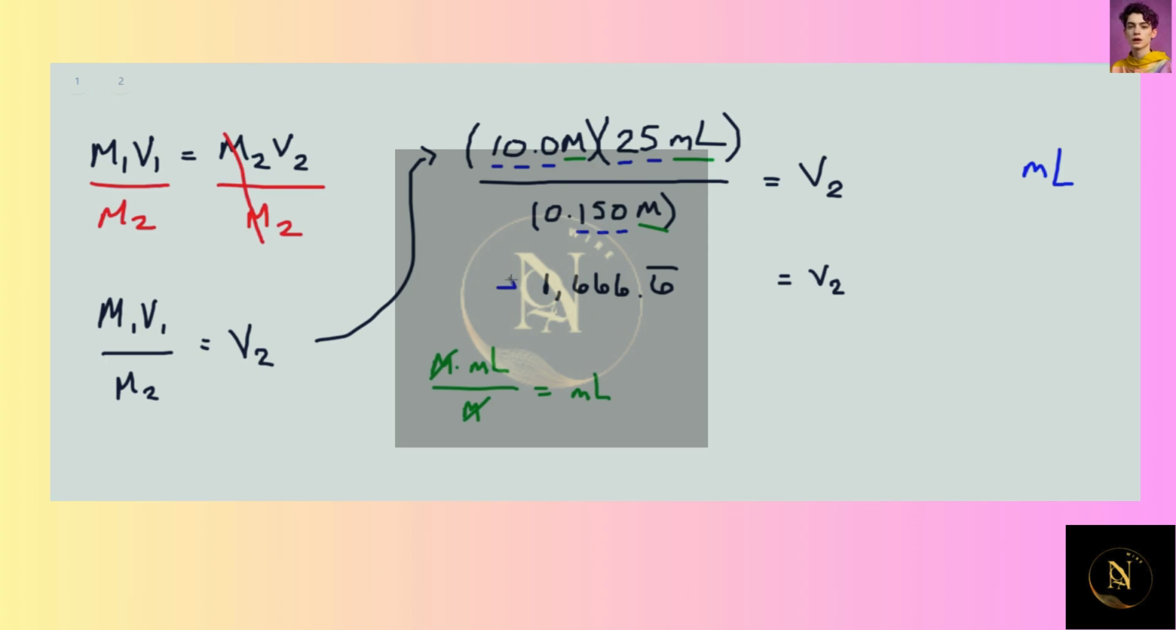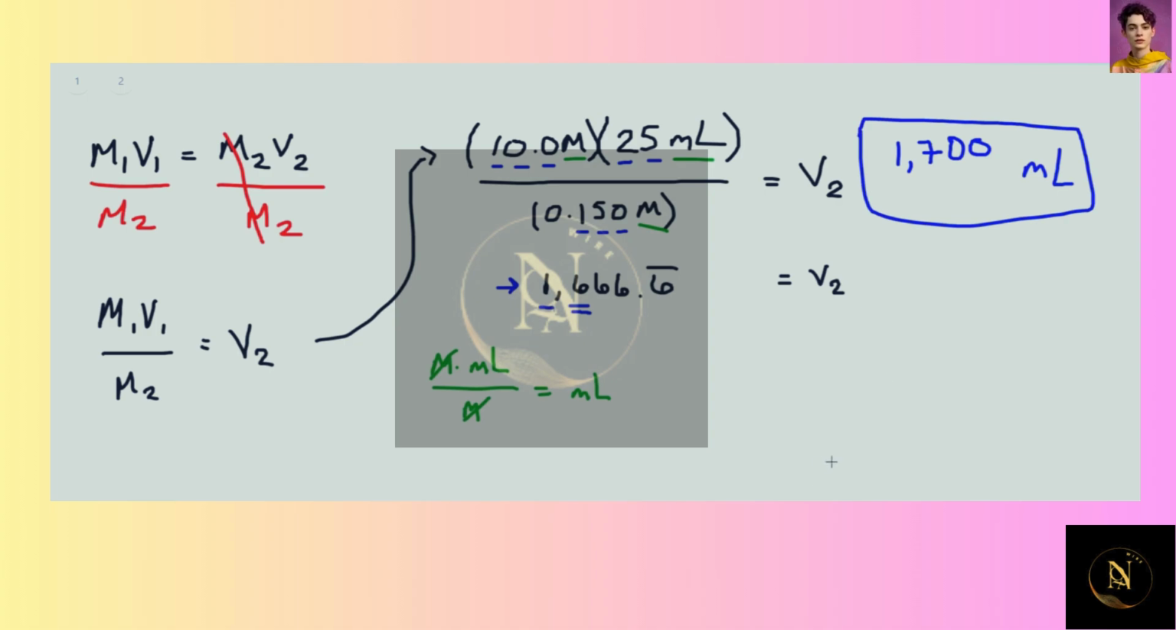So we're going to start from the left, and we're having 1 sig fig, 2. So this is the number that we're going to round. And that ends up being 1,700 milliliters. So this is the final volume that we would have for our answer.